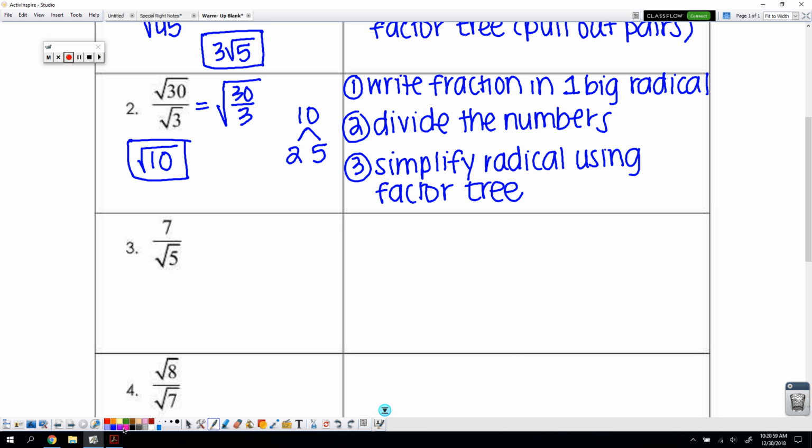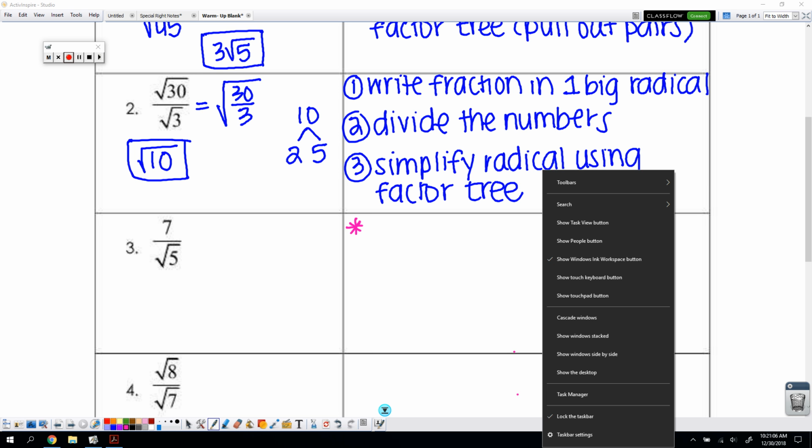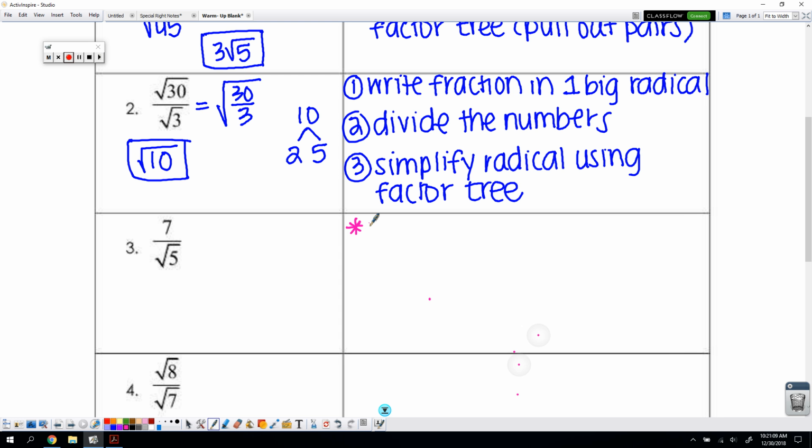Let me go back to pen. Super big rule. That rule says, whoops, sorry about that. That rule says no radicals in the denominator, or in the bottom. Okay, so that's just a rule. In math, if you're fully simplified, you are not supposed to have a square root in the bottom.